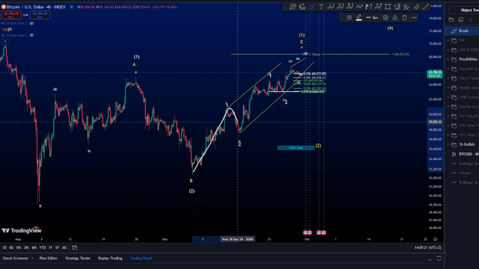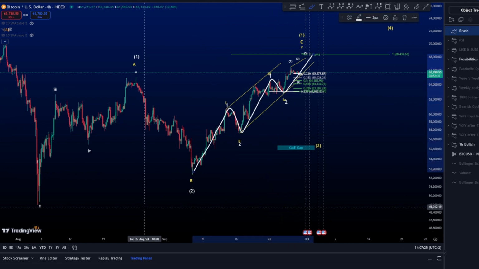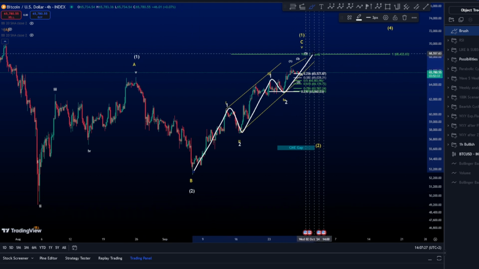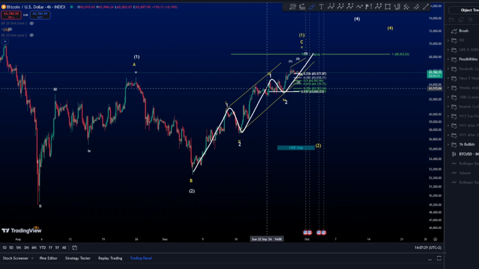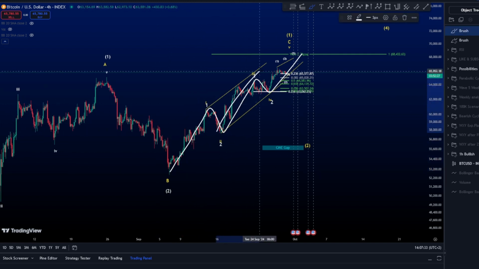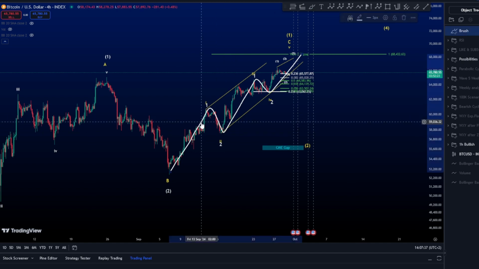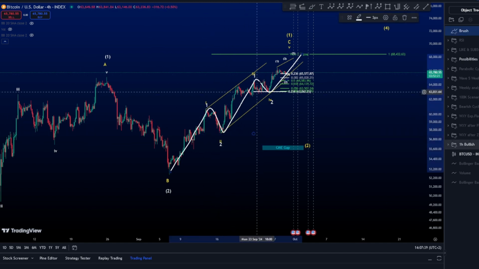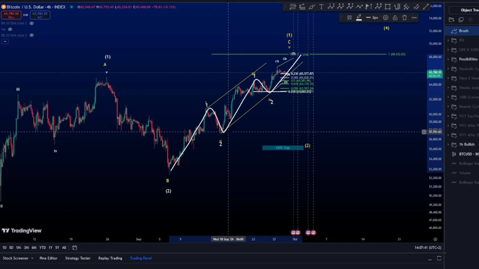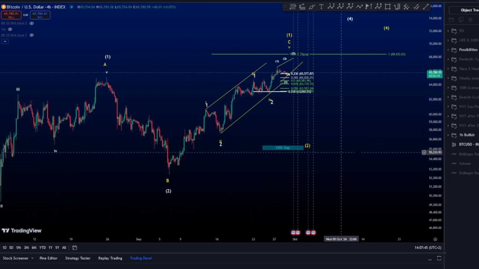and finishing this impulse or a diagonal, which it was in both ways, with a final wave 5, which should be shorter than the wave 3, regarding that your wave 1 is bigger than your wave 3, which is very allowed in Elliott Wave, where your wave 3 is not the longest, but it should not be the shortest between 1, 3, and 5.